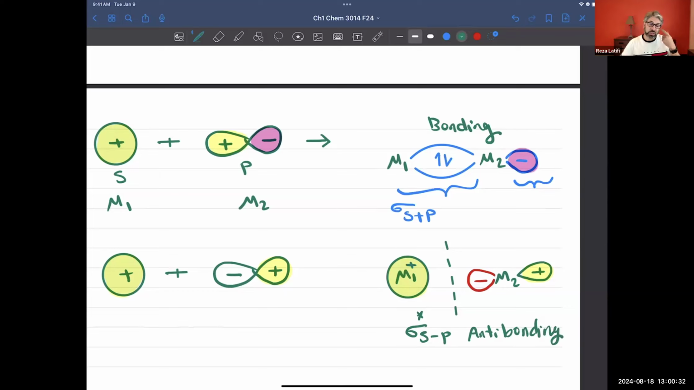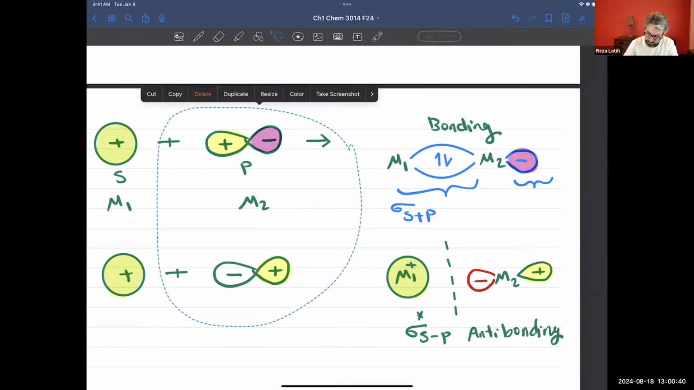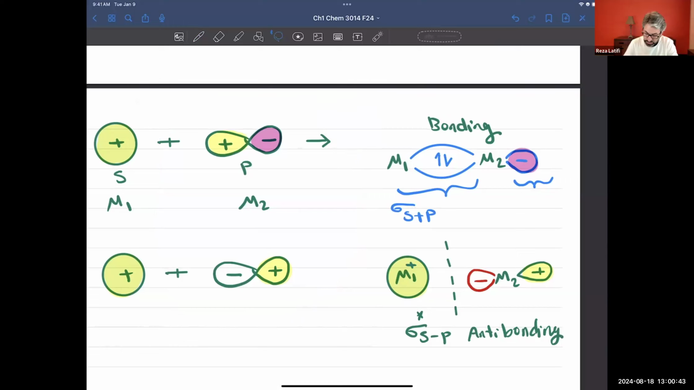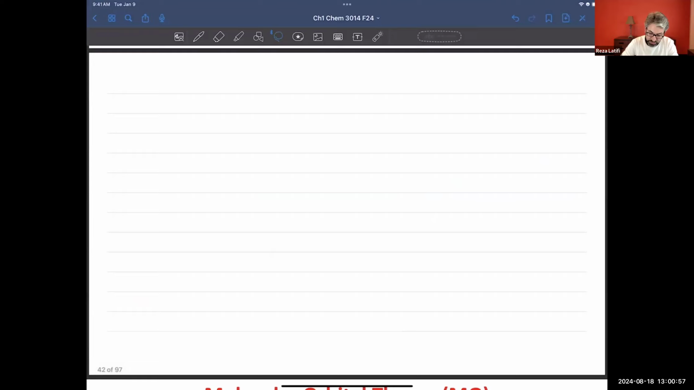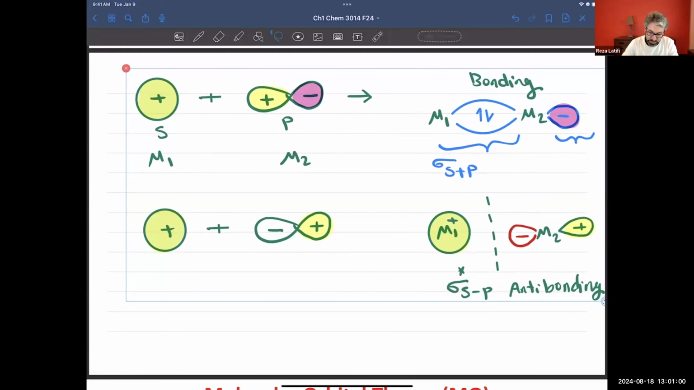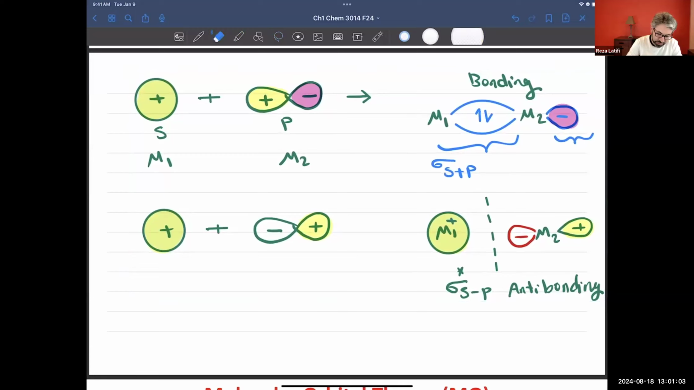Now add a P to another P orbital and see what will happen. So I'm going to copy paste those. Let's copy paste everything here. Cool, so I have this one. I'm trying to speed up the lecture. First, I'm just going to erase the S orbital, and I will replace it with another P orbital.